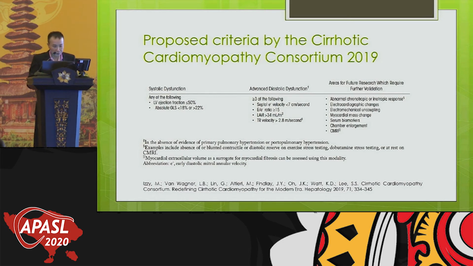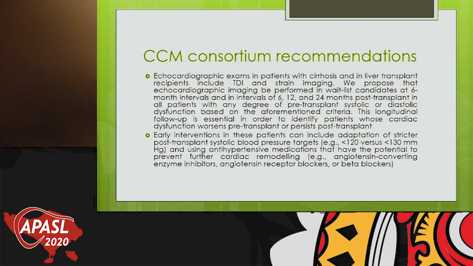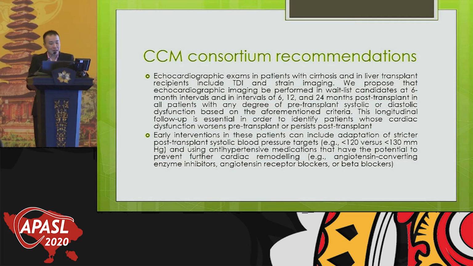So they've recommended that in waitlist candidates, echoes should be done at 6-month intervals, and also at 6, 12, and 24 months post-transplant, to identify those patients where you may have worse outcomes. And interestingly enough, they also feel that early interventions will be useful, targeting blood pressure.